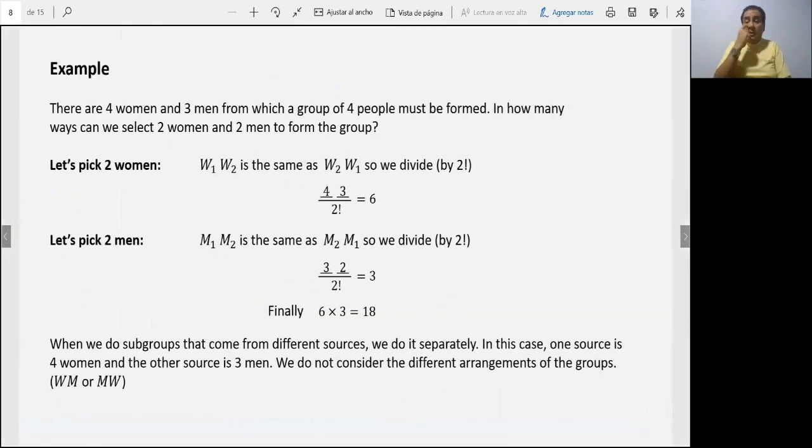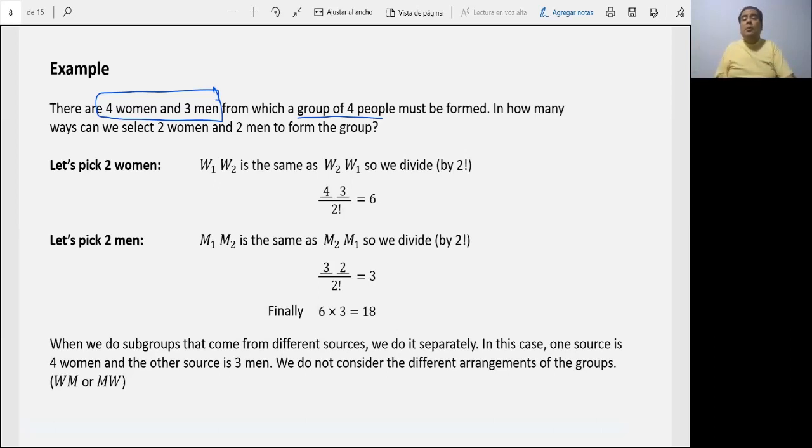Let's move on to another example, which is also very typical in the GMAT. That is called the multiple subgroups problem. There are 4 women and 3 men from which a group of 4 people must be formed. In how many ways can we select 2 women and 2 men to form the group? So here, we're trying to form a subgroup of 4 people out of these 7 people here. But it's not just any 4 people. They must comply with a certain structure. 2 women of one group and 2 men of the other group.